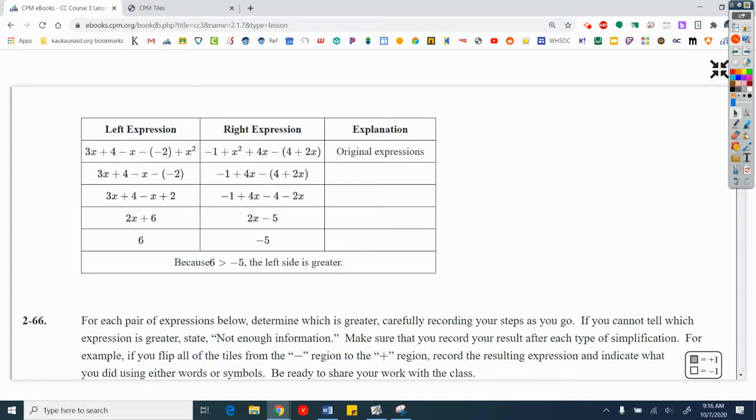Let's check the other side. I still have the minus 1s. The x squared is gone. So the 4x and then minus 4x plus 2, that's still there. So what did she do? She removed x squared from each side.